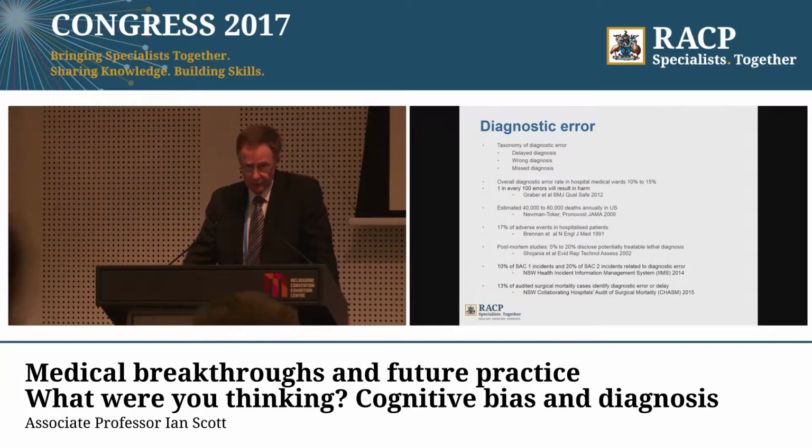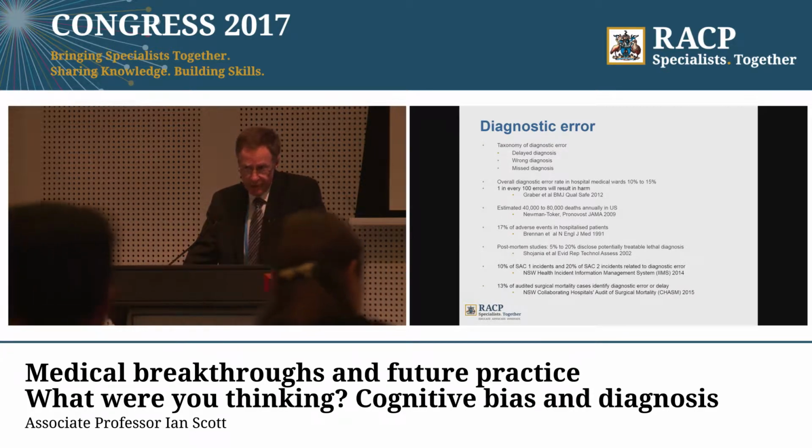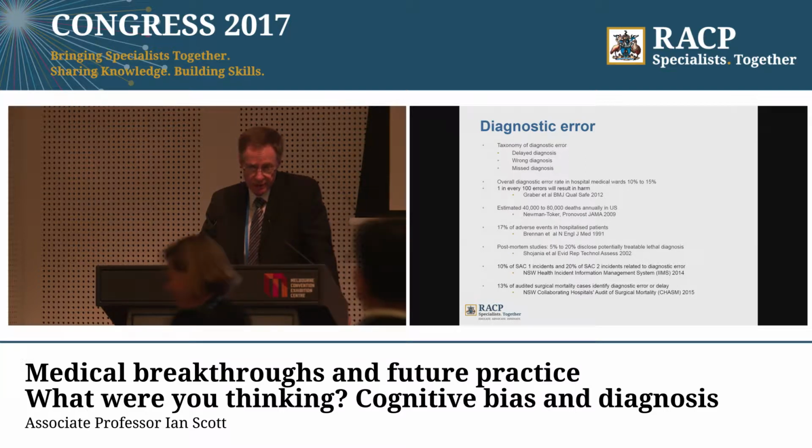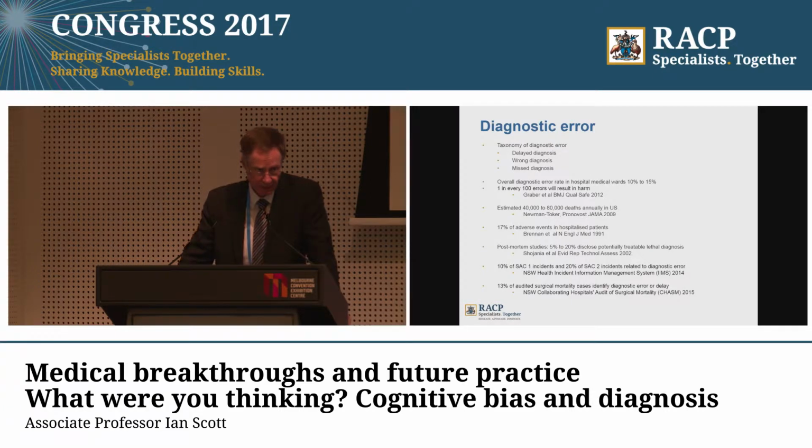Clearly not all of those are going to result in serious harm, and in many cases it's really a situation of a delayed diagnosis rather than perhaps a wrong or missed diagnosis. But nevertheless, about 1 in every 100 of those errors can result in significant or serious patient harm. In the US, they've estimated that it's about 40 to 80,000 deaths per annum across hospitals as a result of diagnostic error. So when you put it in those terms, perhaps at an individual hospital level, it may not be many, but across a country, it's significant.